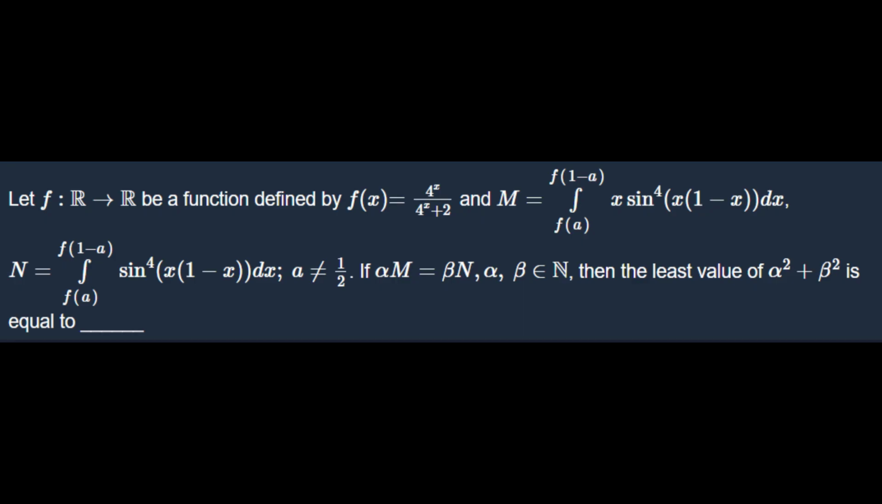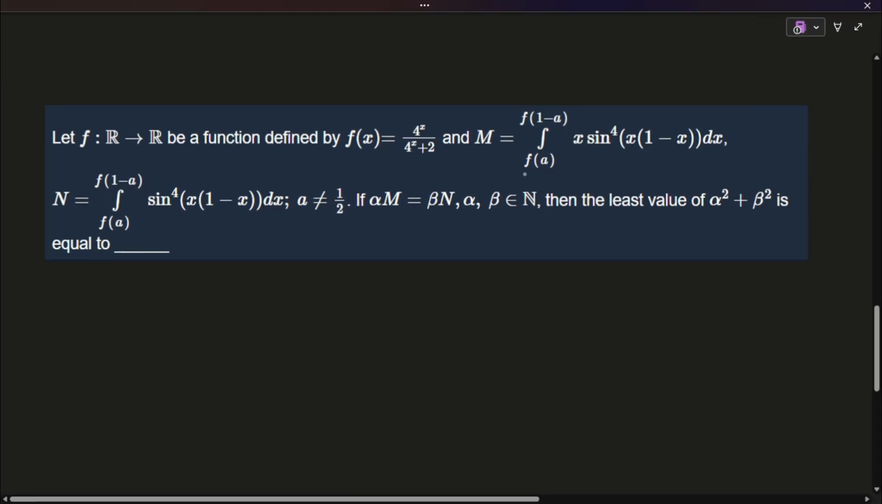In the fourth problem, we will again understand this King's property and how to approach these difficult looking problems. Okay, now let's look at this problem again. A similar kind of problem, right? We are given f of x is 4 to the power x by 4 to the power x plus 2. And you see f of a, f of 1 minus a is the limit of both of this, m and n, right? Again, apply King's property.